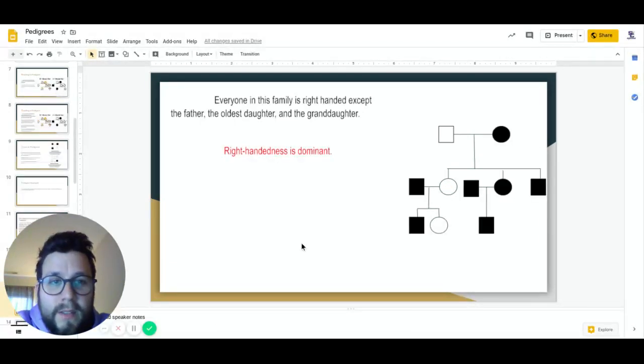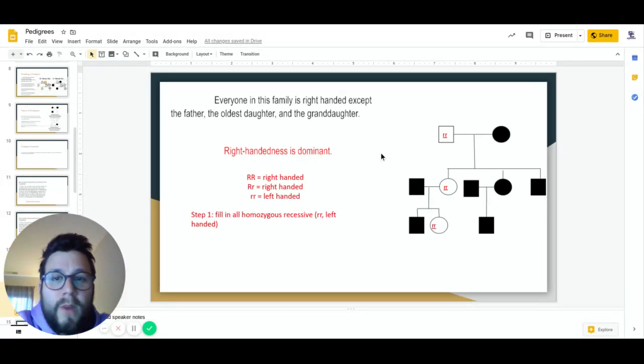Now, right-handedness is dominant, so we're going to shade in everybody who is right-handed. And it says everyone in the family is right-handed except the father, Tom here, the oldest daughter, I think that was Anna, and the granddaughter, Vanessa. So they're all left-handed. Everybody else is right-handed. We're tracing the right-handedness. So we filled all those in.